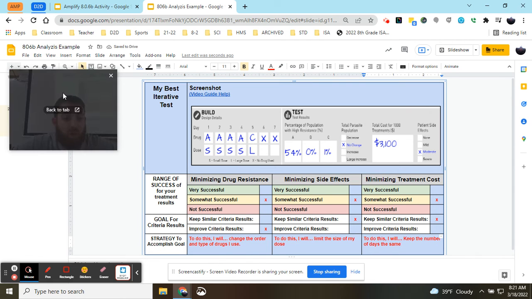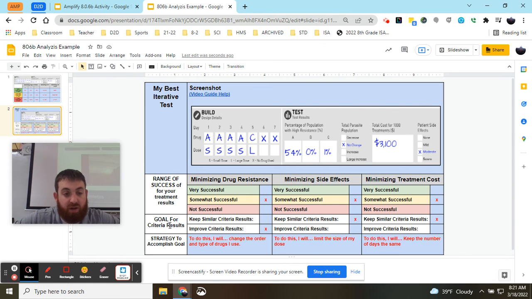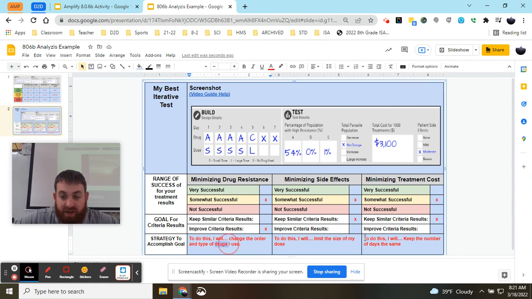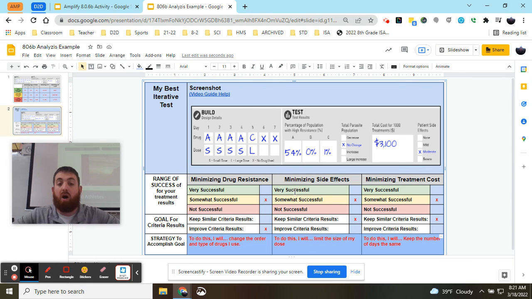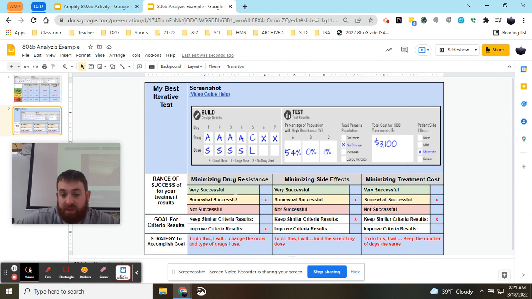Okay. So we're using our ranges of success to determine if we did well and how we want to improve upon it. We're then going to analyze it and decide what our next strategy is. This is all so that when we get back to our iterative test, we can look at this and say, okay, here's what I'm going to do to try to make it even better and improve upon it. So that's how we analyze our iterative tests using the range of success, and how we're going to complete the next task. If you have questions, reach out. Otherwise, good luck.